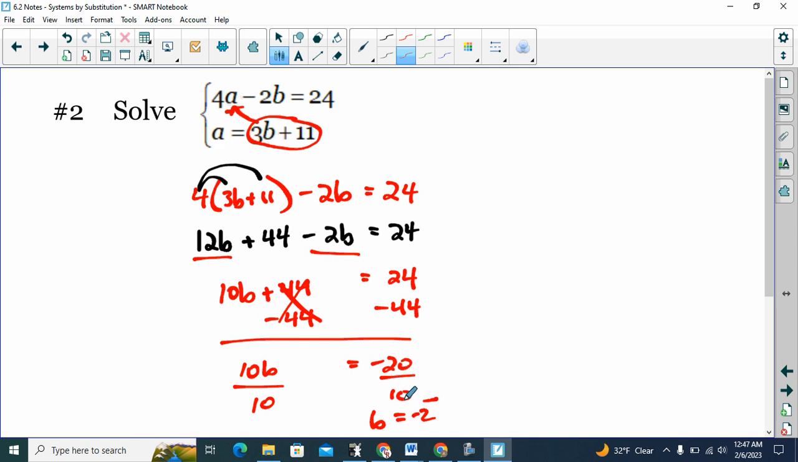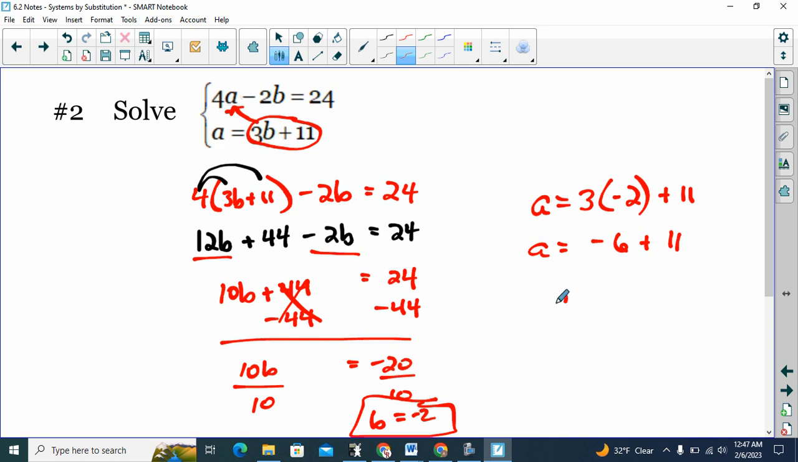Again, I found b, that's great, that's part of my answer, but I need both variables. In this case, I also need a. I can get a by plugging negative 2 in for my b. I get a equals negative 6 plus 11. A equals 5. A is 5. B is negative 2.